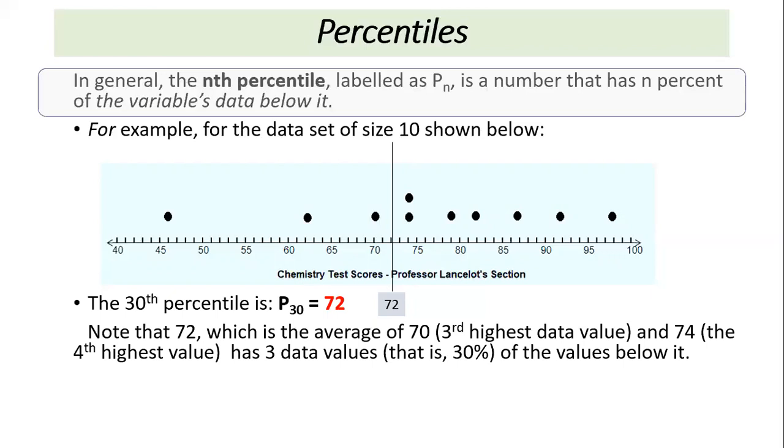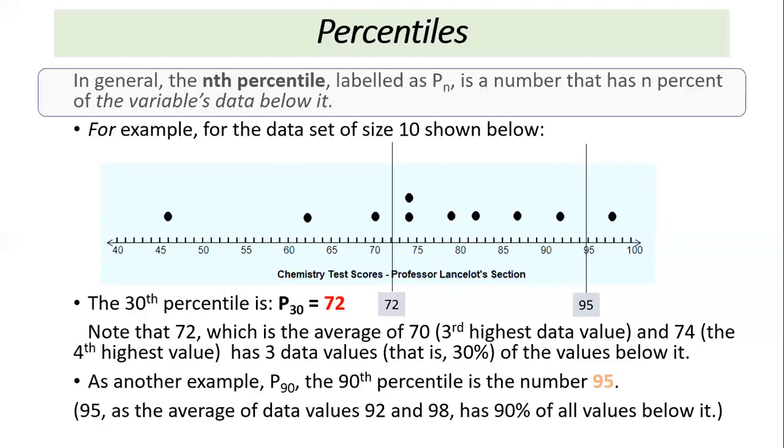What if instead of finding the 30th percentile, we wanted to know the 90th percentile? Well, that would be the average of the 9th highest and the 10th highest data values. It's going to be the average of the student who scored 92 and the student who scored 98. That average of 92 and 98 is going to be 95. So we will say that P sub 90, the 90th percentile, is 95 because it's got 9 out of the 10 data values below it, 90%. So in general, that's our notion of what we mean by a percentile. And the most important percentiles that we usually talk about are the 25th, the 50th, and the 75th, which we call Q1, Q2, and Q3, the three quartiles of the data set.